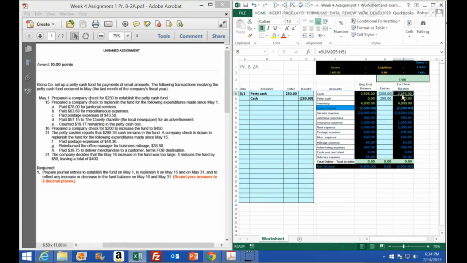So the question then is cash affected? It is affected. In this case, cash is going to be going down because another check will come out of cash and go into the petty cash. So we're going to say as of 5/15, we know that cash is going to go down. Now, I know that that's going to be a credit.